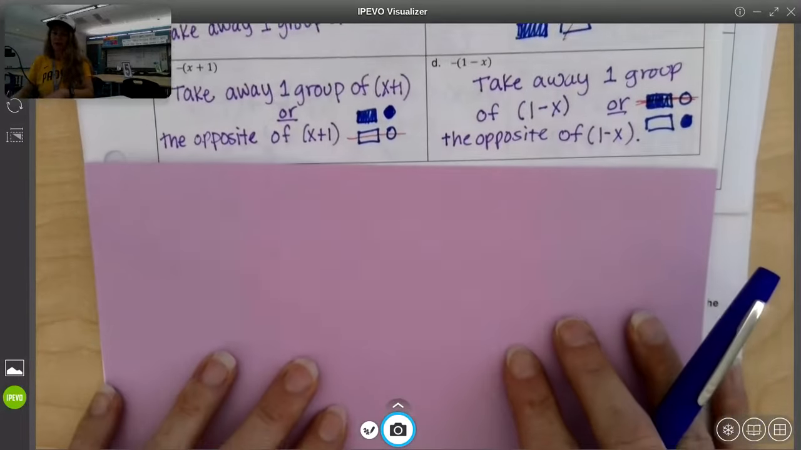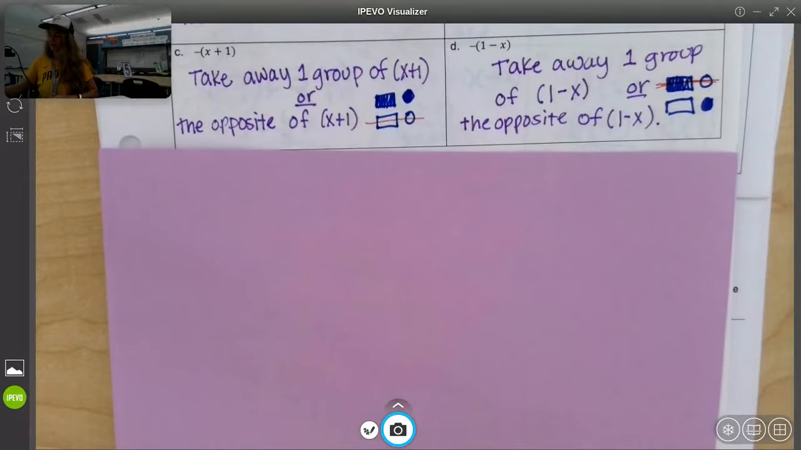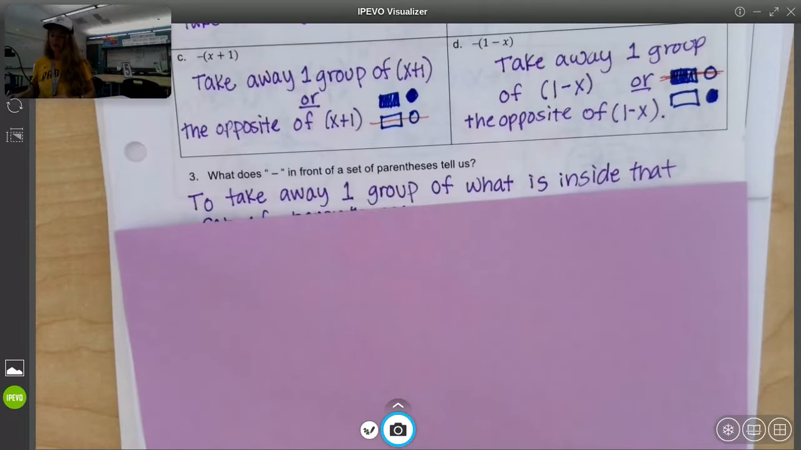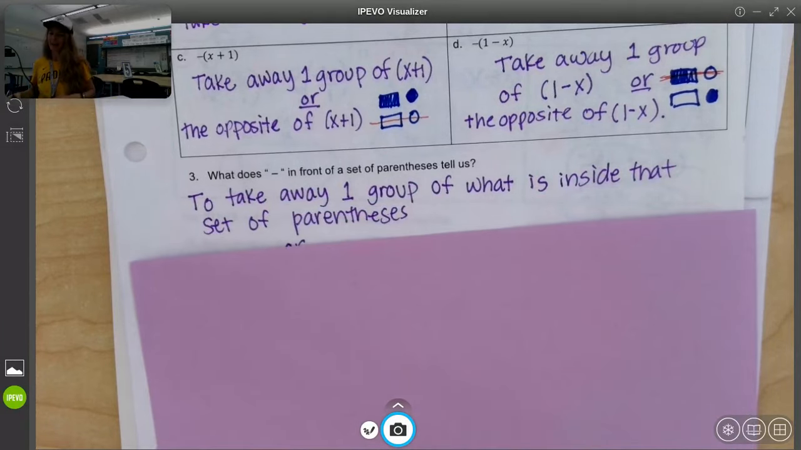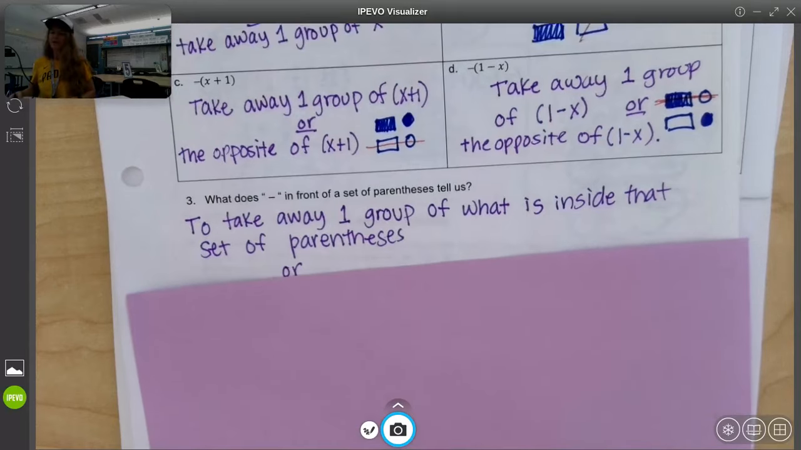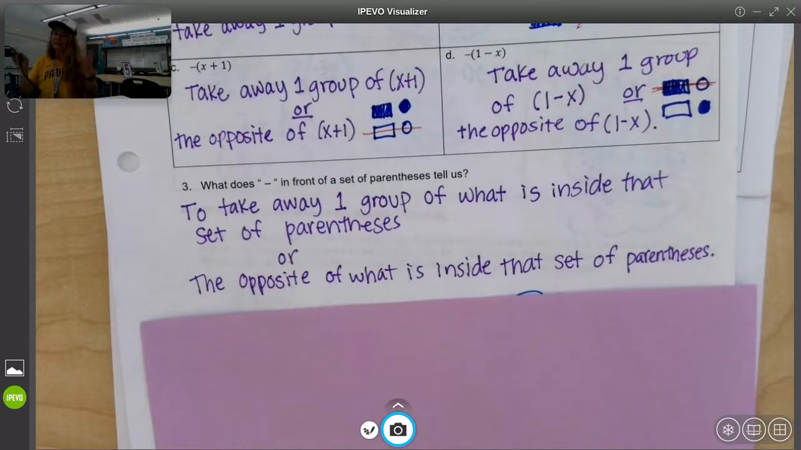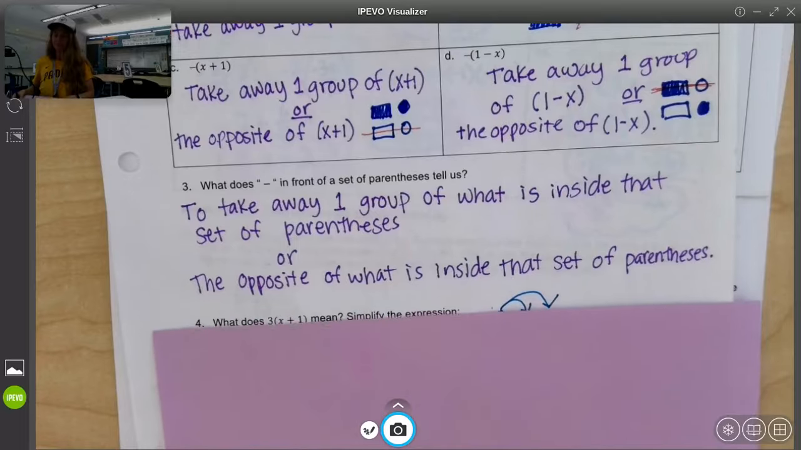So let's talk about what a few things represent. What does the negative in front of the set of parentheses tell us to do? Well, if you're modeling, it tells us to take away one group of whatever is inside that set of parentheses. Or you can think about the opposite of whatever is inside those parentheses, just like we looked at above.